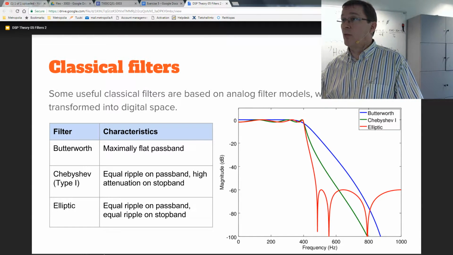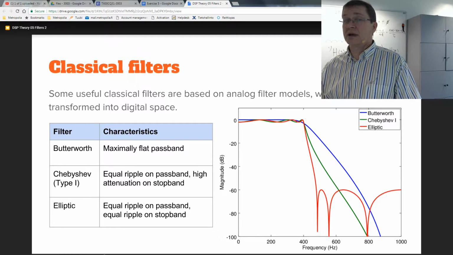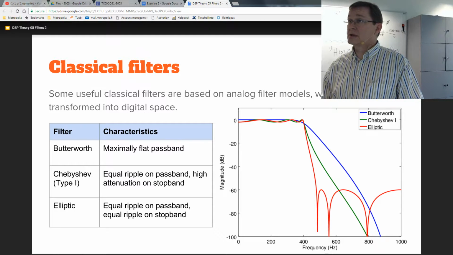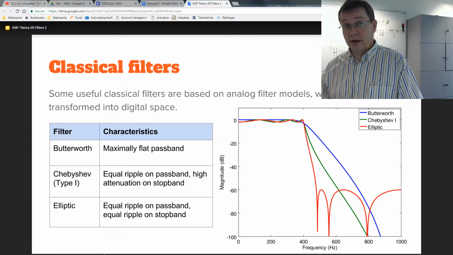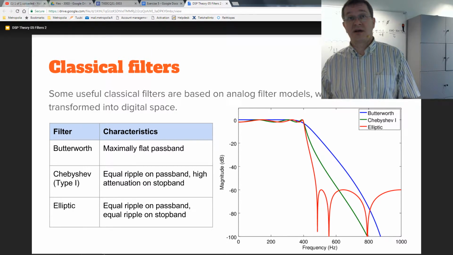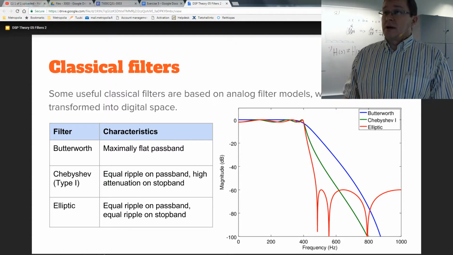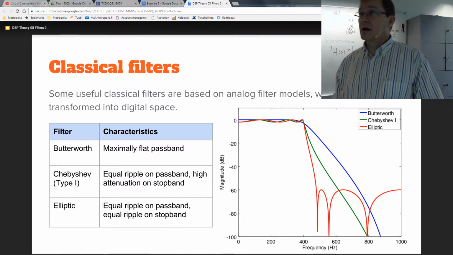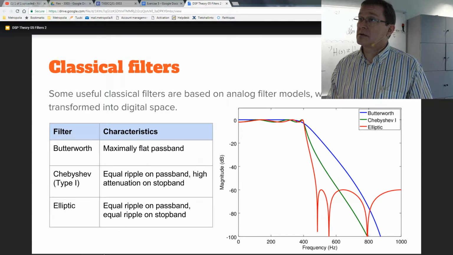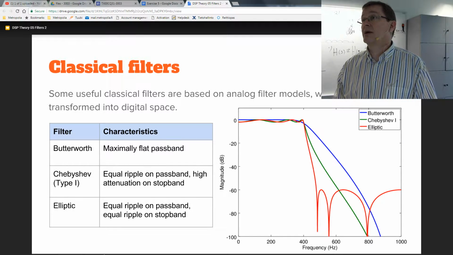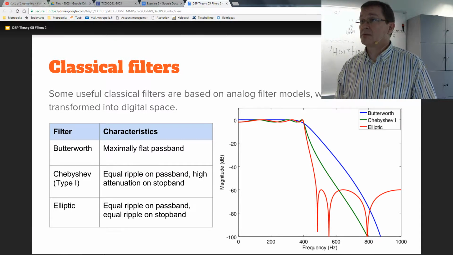Chebyshev type 1 actually means that it has equal ripple on passband and high attenuation on stopband. There's also Chebyshev type 2, but those are not practical on analog filters, so basically it's no use to transform those to the digital domain either. But anyways, the Chebyshev 1, which is the green, has quite a fast response and goes very deep into the stopband attenuation.